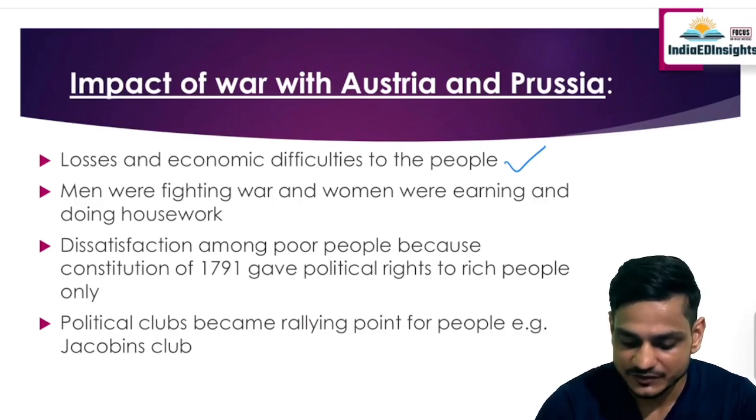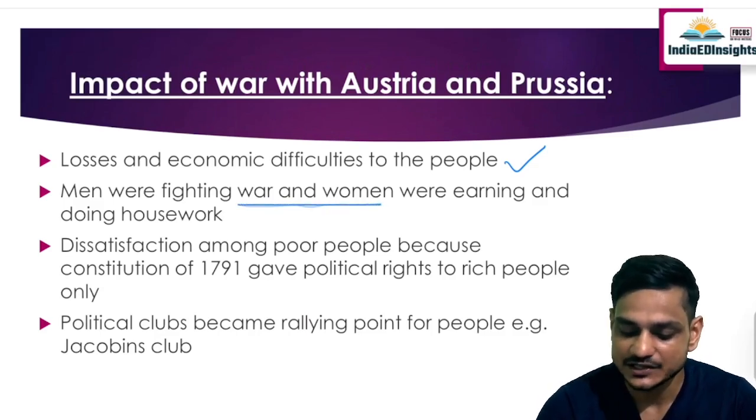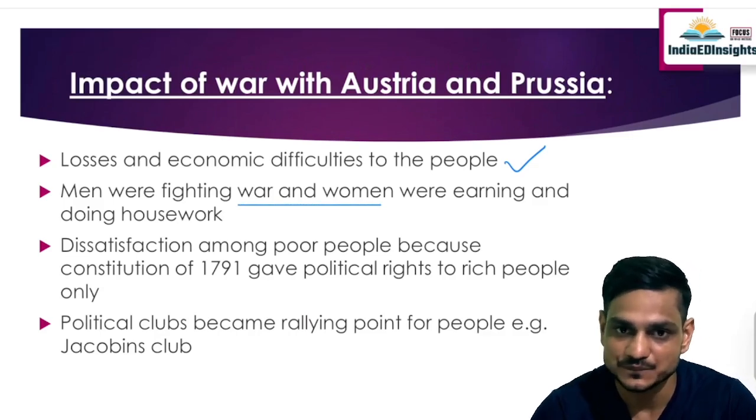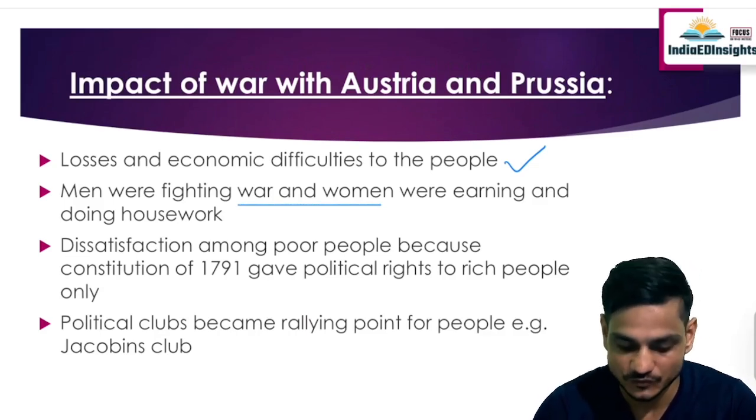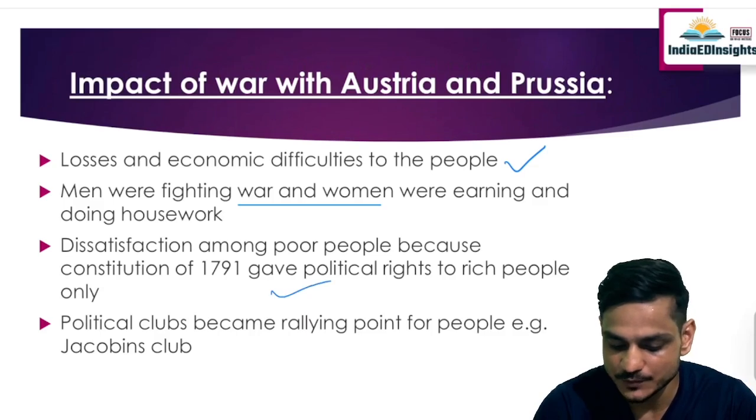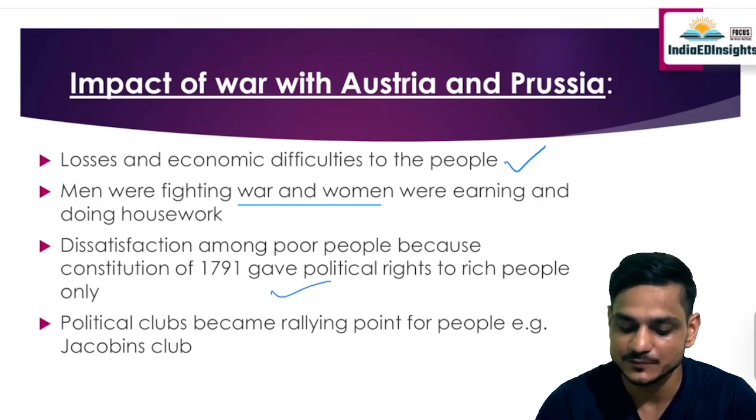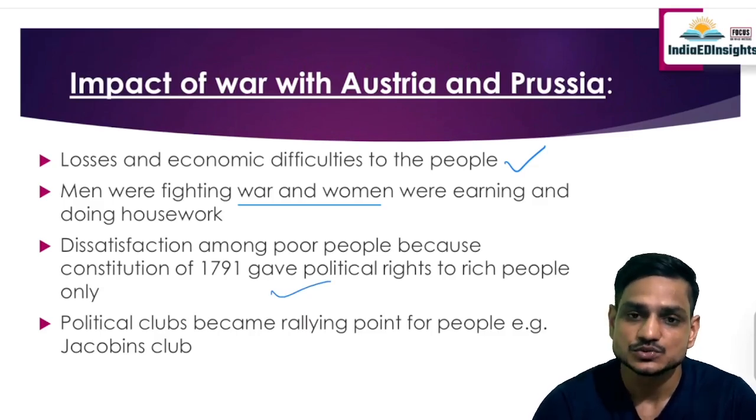Next, men were fighting the war during that phase and the women were earning and doing housework. So women were also supporting that war. There was dissatisfaction among poor people because the Constitution of 1791 gave political rights to rich people only. So now what will happen?